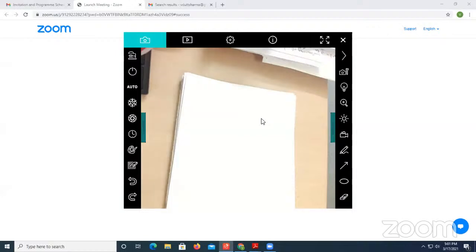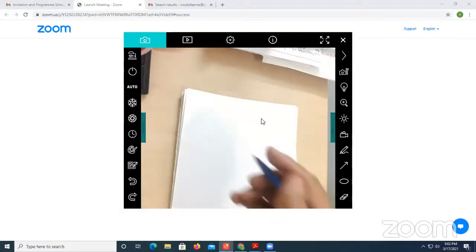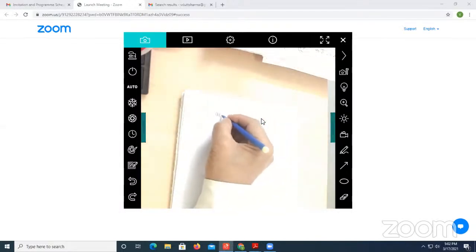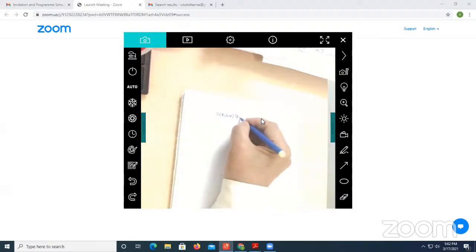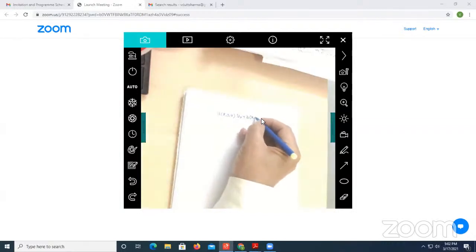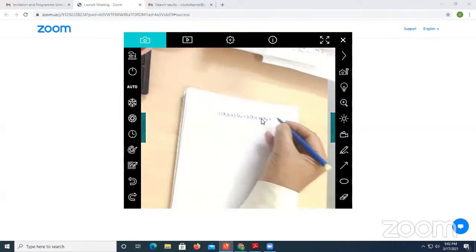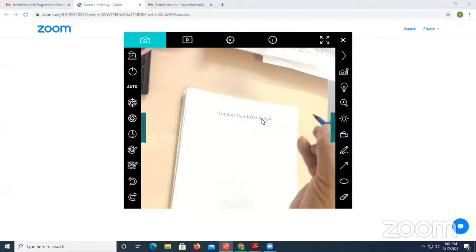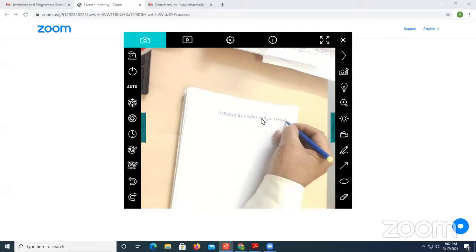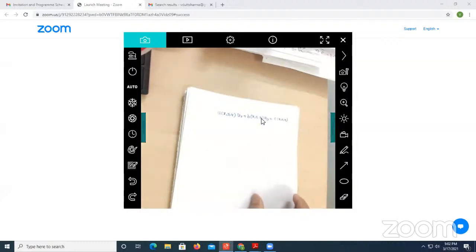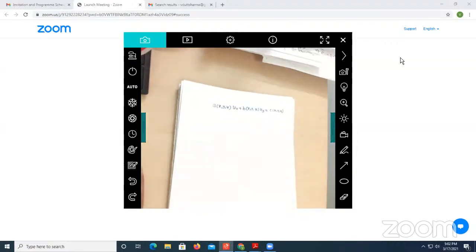So yesterday we talked about quasi-linear partial differential equation. Sir, change this into full screen mode. Yes, just a minute.